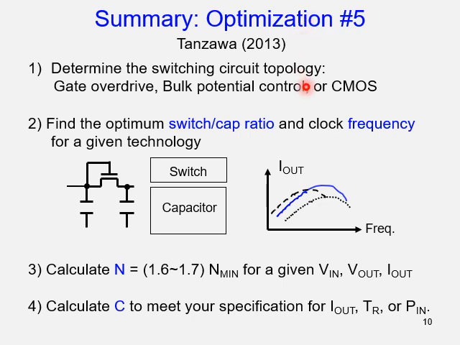So in optimization number 5, you can determine the switching circuit topology. For example, you have a gate overdrive with a 4-phase clock, or bulk potential control to reduce the VTH, or CMOS type topology. Then, once the topology is determined, your alpha T should be determined.